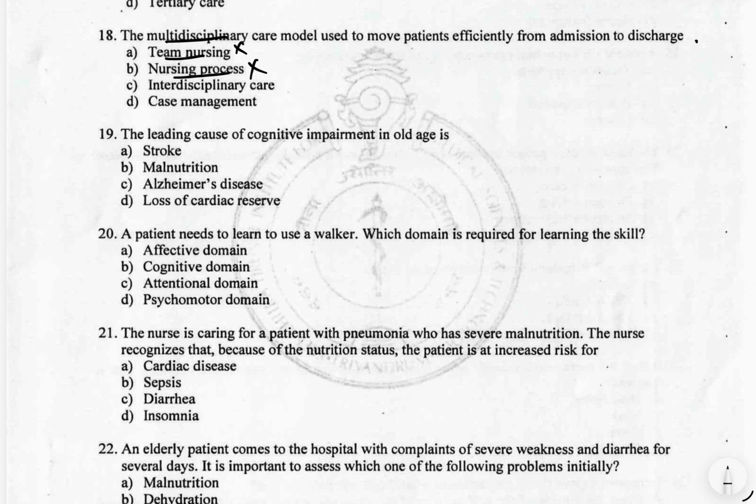So, what is the leading cause of cognitive impairment? Stroke, we all know stroke is a physical impairment. Malnutrition is again nutritional impairment. And cardiac reserve again is a physical impairment. Cognitive means something related to mental health or functioning properly in day-to-day activities. So that is Alzheimer's disease.